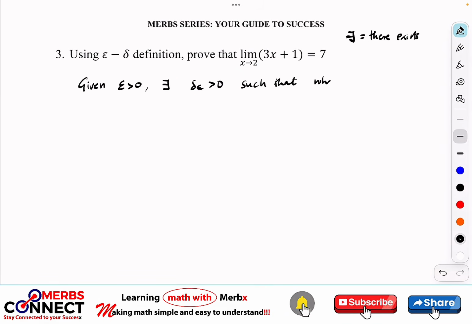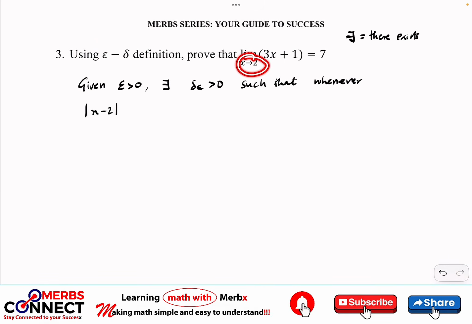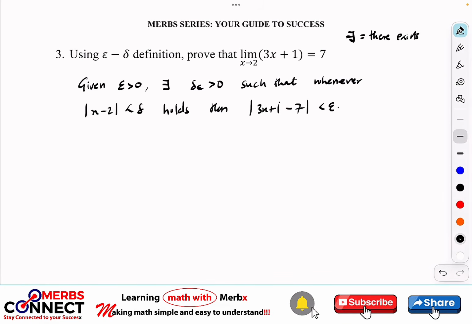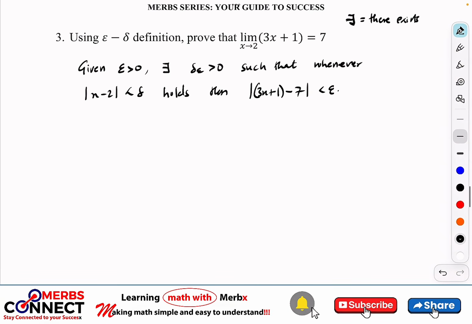whenever absolute of x minus 2, so the same thing here again, is less than delta holds, then absolute of 3x plus 1 minus 7 is less than epsilon. So we should be able to remember this definition. Very, very simple. We will learn how to use several variables as well. So let's go through the process. You can pause the video and try it and see if we are doing it right.